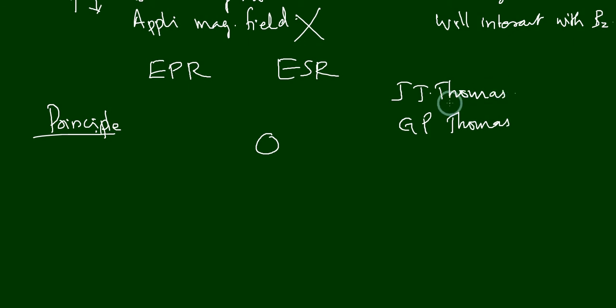J.J. Thomson and G.P. Thomson. Okay, sorry for the spelling mistake. So J.J. Thomson proved that electron is a subatomic microscopic particle, and G.P. Thomson proved that a subatomic microscopic particle can be a wave as well. Both of them got the Nobel Prize. So, okay, that is not our discussion anyway.